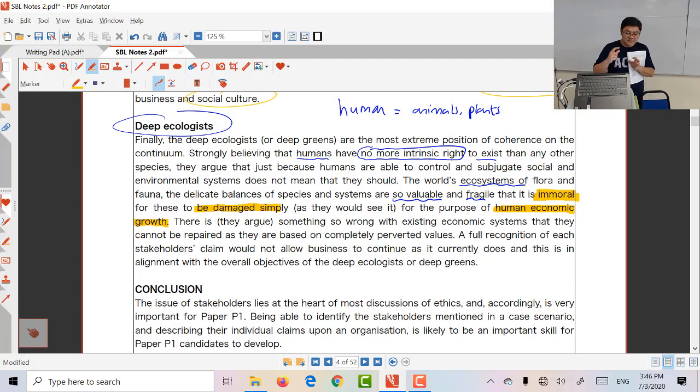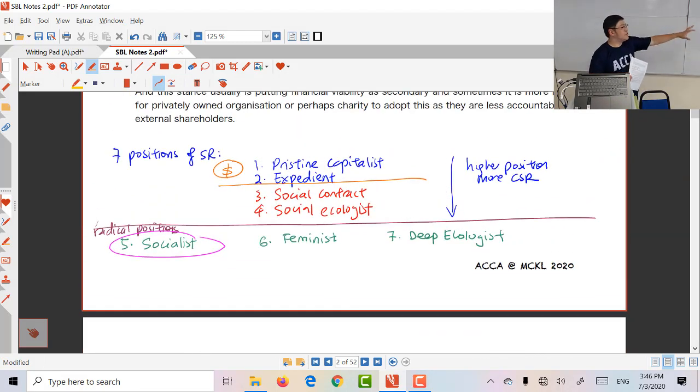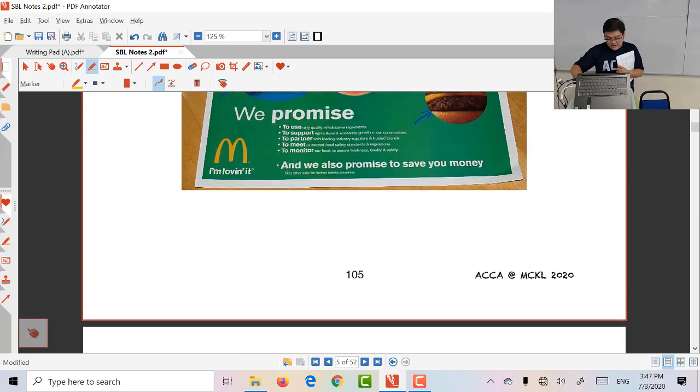Now, so these are the three radical positions. So at the end, can you say which of these three positions is more socially responsible? I don't think you can. That's why they are radical positions, they are extremist views. So can you give me an example of a company in any of these positions? I don't think I can quote you an example. I don't have an example of a company that is in deep ecology, because if you have a company that's deep ecology, you can't even make money. I don't have an example of a feminist view also, all right, where everything is towards feminism. So all this is just a concept of argument, okay? Right, so I have finished this part to do with the seventh position. So we have done with all that.